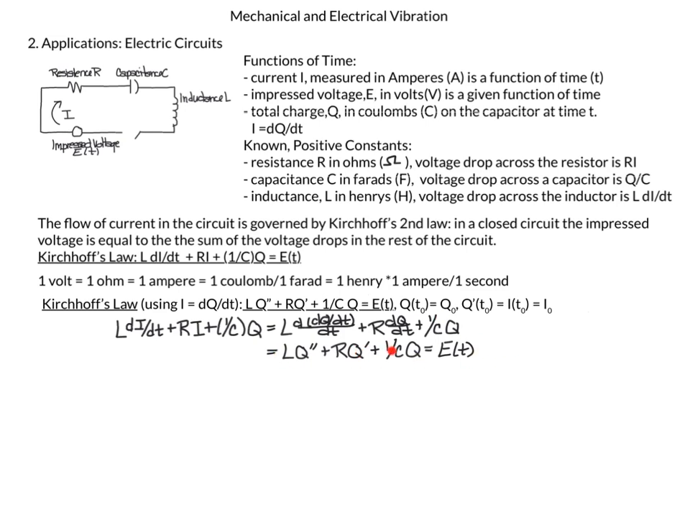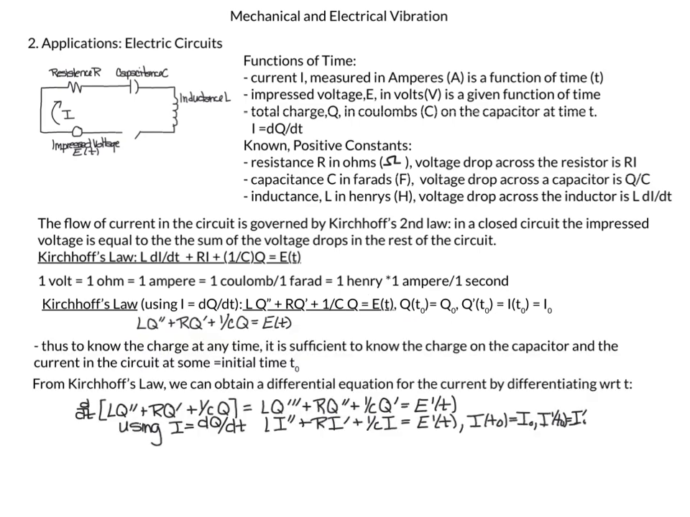So here we have our second order linear non-homogeneous differential equation. L, R, and C are all constants, so it's with constant coefficients. This is exactly what we have been looking at. Thus, to know the charge at any time t, it's sufficient to know the charge on the capacitor and the current in the circuit at some initial time t naught, because L, C, and R are just constants.